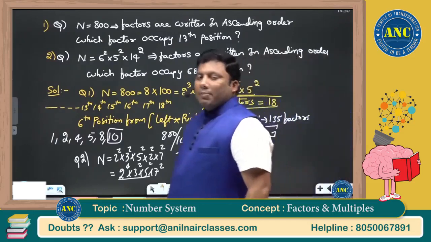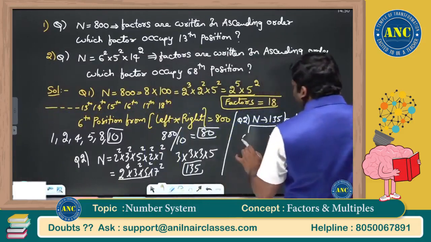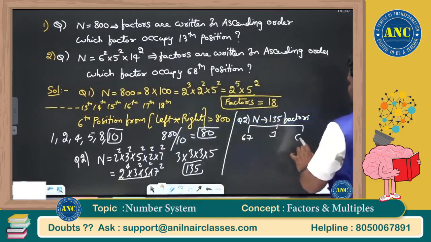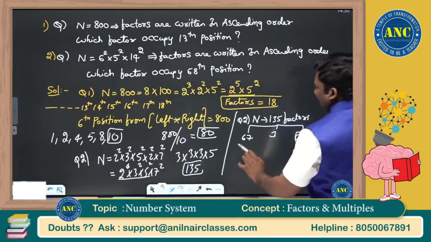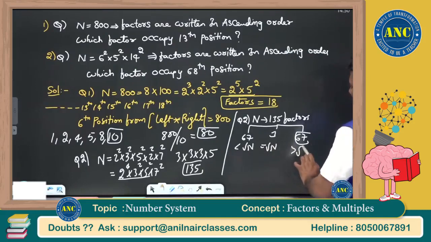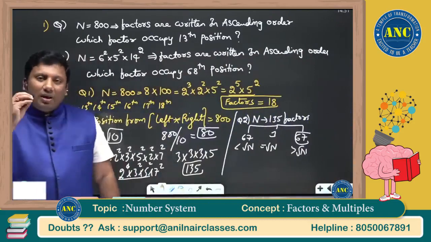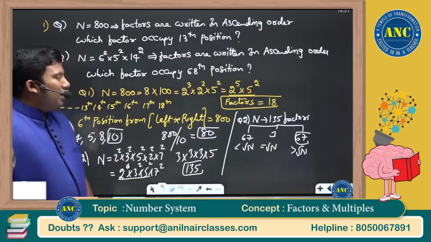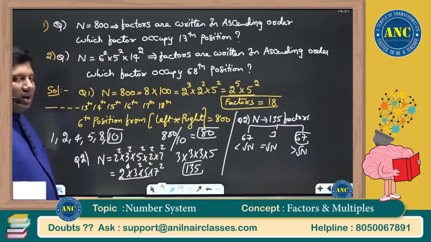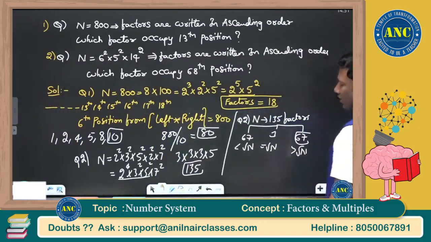If the number of factors is odd, then one value will be root n. 134 factors, 67 here, 67 here. Are you all with me? These are less than root n, one is equivalent to root n, and these are greater than root n. In the first session we discussed that if the number of factors is odd, then the number is a perfect square. Total I got 135 factors. 67 factors will be less than root n, 67 factors will be greater than root n, and one factor will be equivalent to root n.